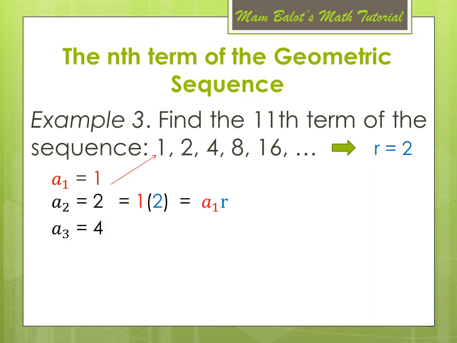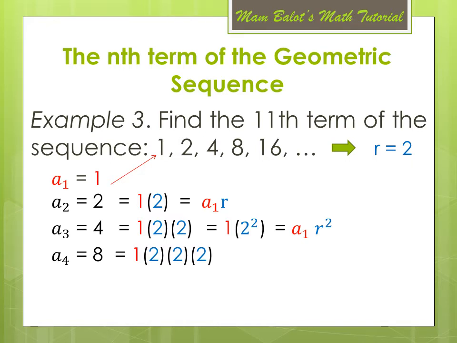A sub 3 is equal to 4, which came from 1 times 2 times 2, which can be expressed as 1 times 2 squared. Since we know again that 1 is the first term and 2 is the ratio, this can be expressed as a sub 1 times r squared. A sub 4 is equal to 8, which comes from 1 times 2 times 2 times 2, which can be expressed as 1 times 2 cubed. Again, this can be expressed further as a sub 1 times r cubed.